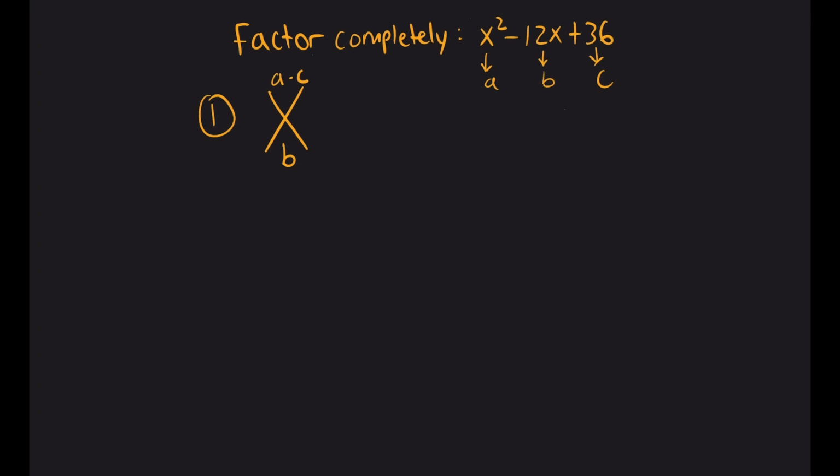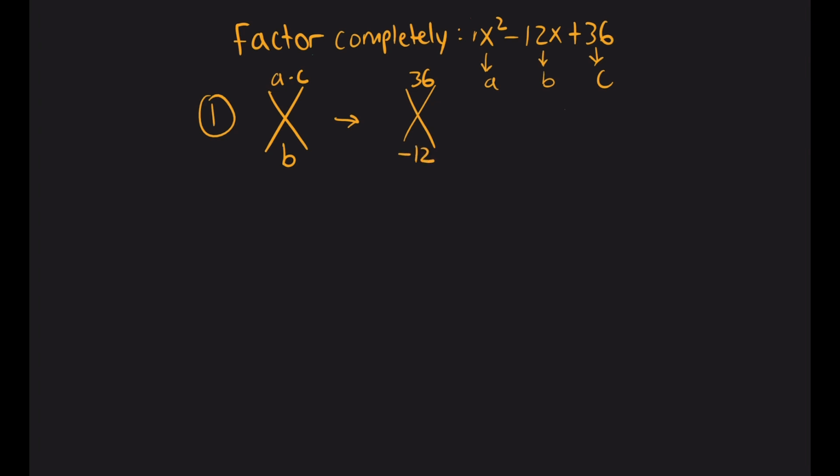I'm just gonna put an arrow here. So my a value is 1, right? Because there's an invisible 1 right here. And so a times c is gonna be 1 times my c value, which is 36, so 36 is up top, and at the bottom is gonna be my b value, which is negative 12, right?